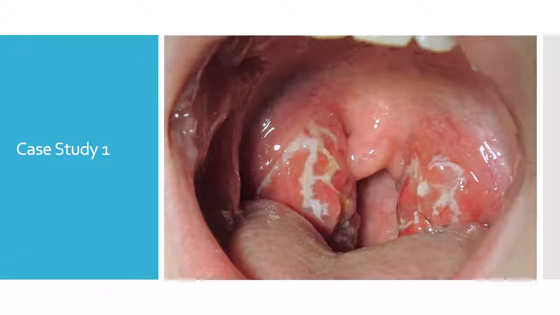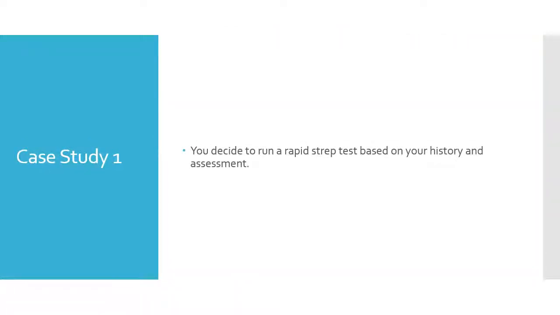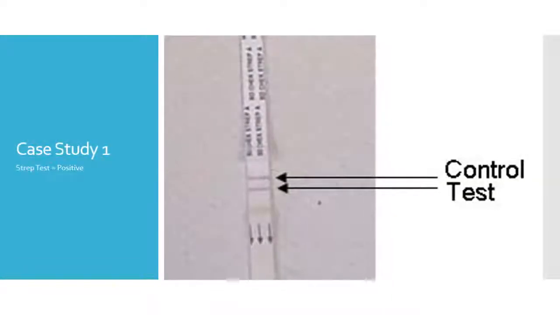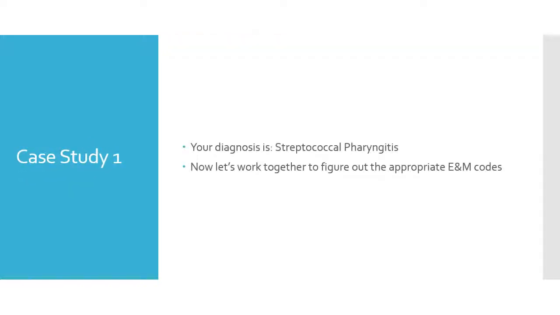The last time we decided to run a strep test based on this patient's clinical presentation. Same thing in this case. Test was positive. Now remember for screenings like this that you must see the control line, otherwise the test is not accurate. We diagnosed the patient with strep throat.